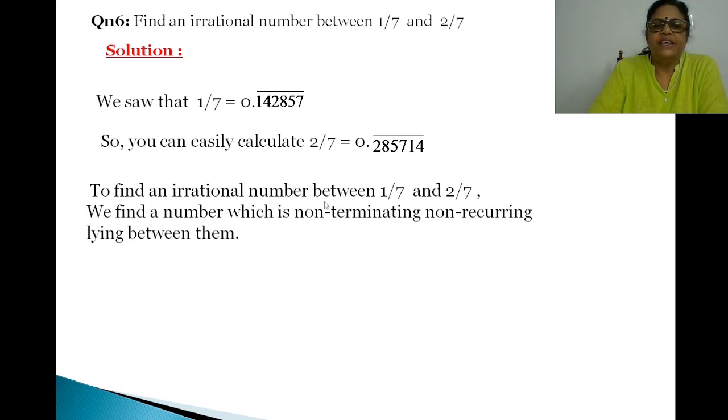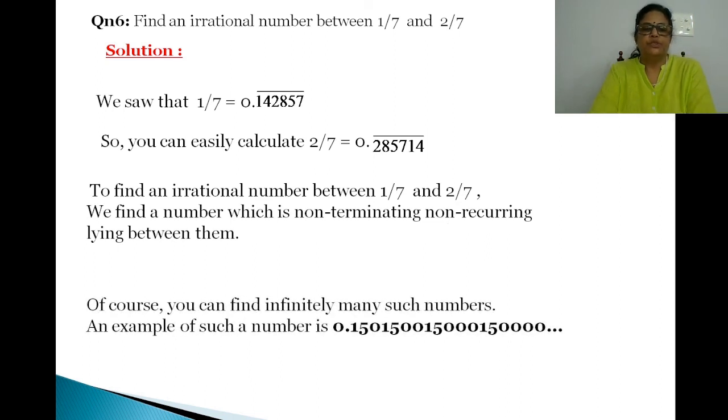To find an irrational number between 1 by 7 and 2 by 7, we find a number which is non-terminating, non-repeating, lying between them. Of course, you can find infinitely many such numbers. An example of such a number is 0.15. So 0.15 is between 0.14 and 0.28. For example 0.150, 0.1500, 0.15000, 0.1540.